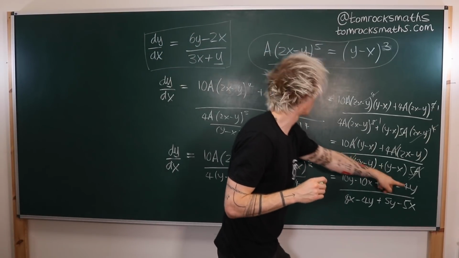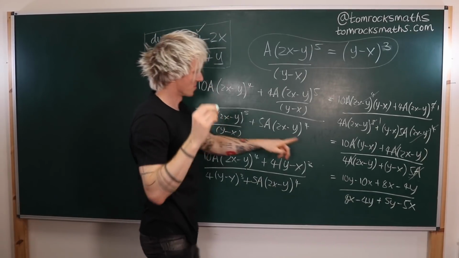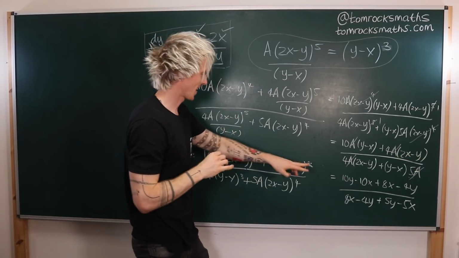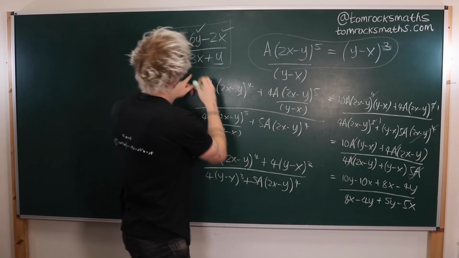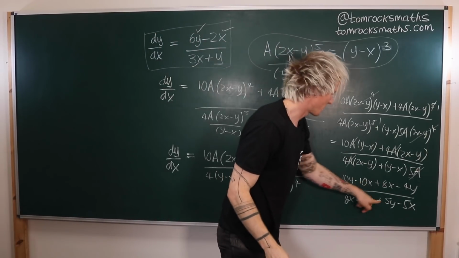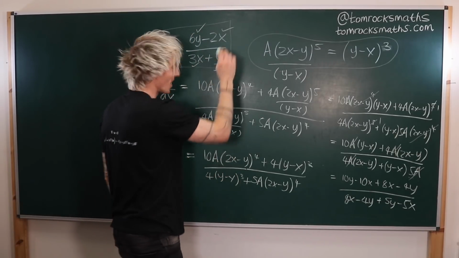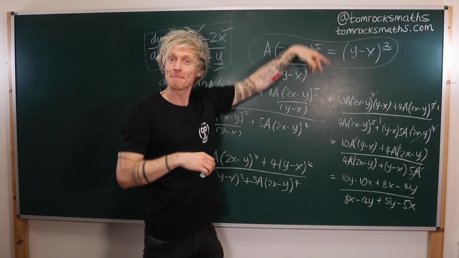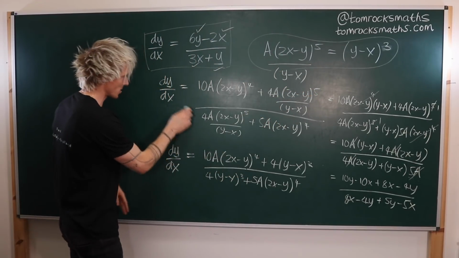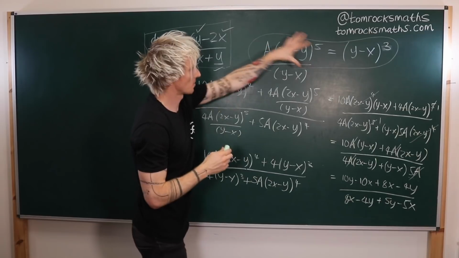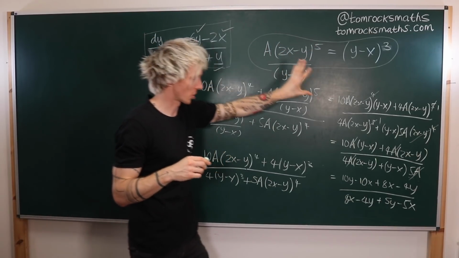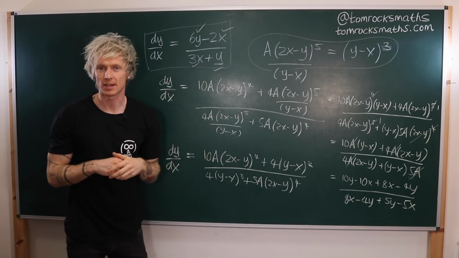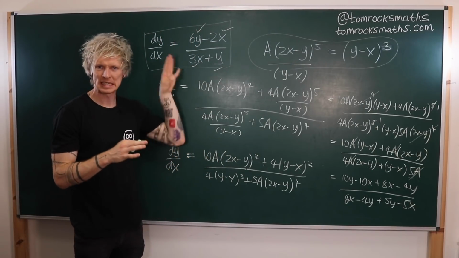So 10y minus 4y, we've got 6y. We've got minus 10x plus 8x, minus 2x. So far so good. We've then got 8x minus 5x, so we've got 3x. And then we've got 5y minus 4y, we've got y. So it's hard work, but what we've done is taken our solution, implicitly differentiated, rearranged to get dy by dx, and then substituted back from our expression to show that dy by dx is equal to this, which is exactly the same as the equation that we were first trying to solve. Therefore, our solution is correct.